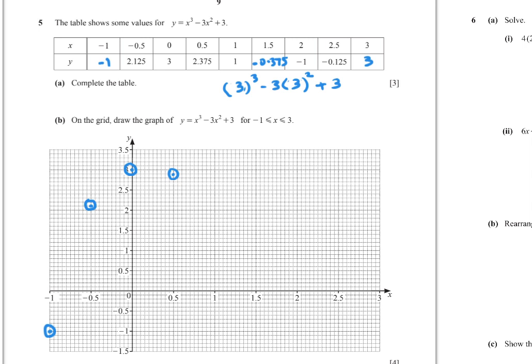Next, 1 and 1. Then 1.5, -0.4. Then 2, -1. Then 2.5, -0.1. And finally 3 and 3.